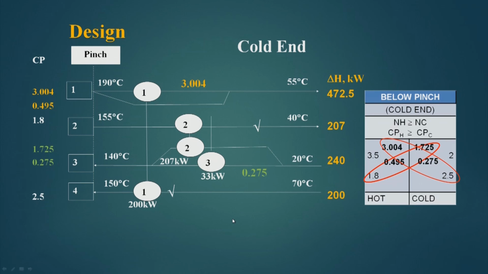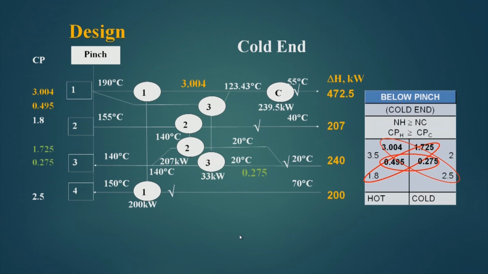Then we can put a third match between 0.495 and 0.278. This is also according to this Cp rule. So, this match is 33 kilowatt and this, along with this cooler 239.5 kilowatt, ticks off this. Now, we can calculate the temperatures.